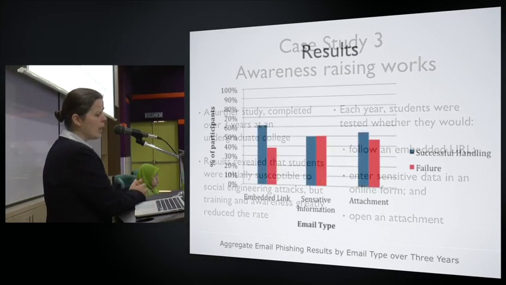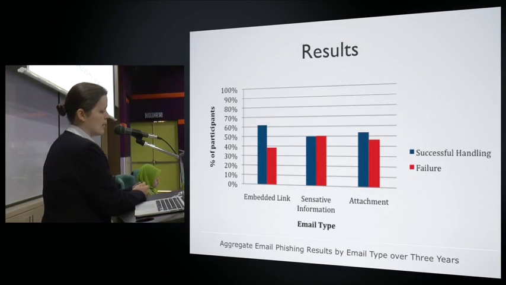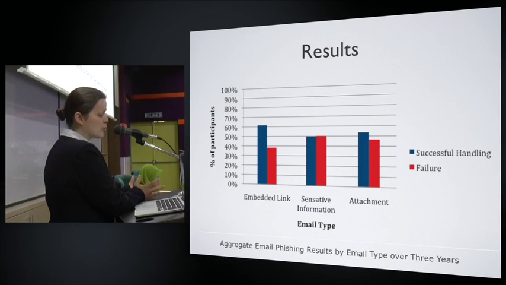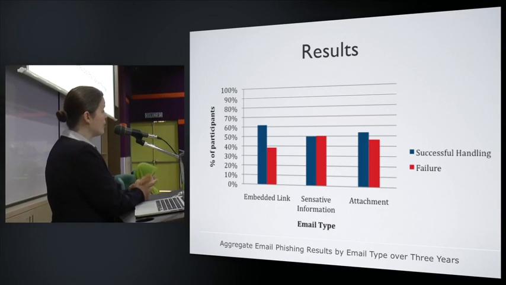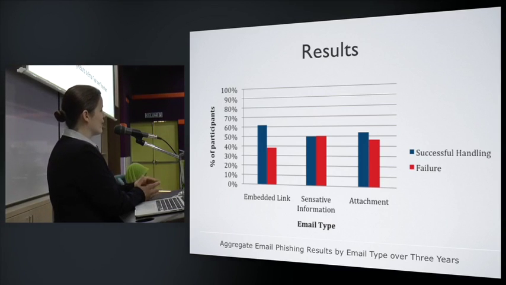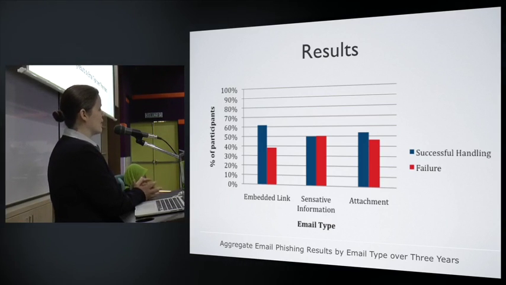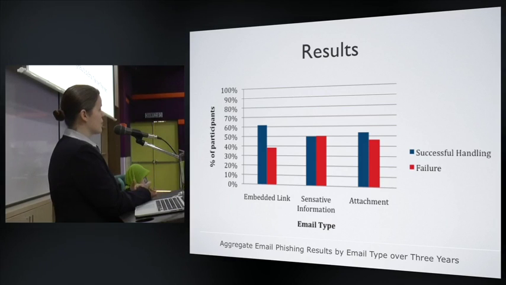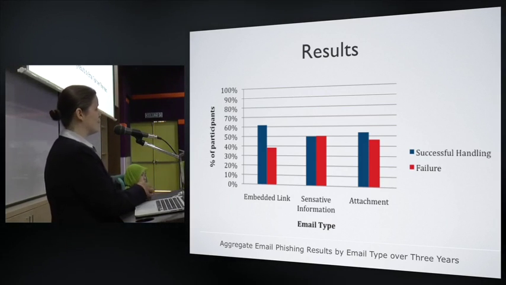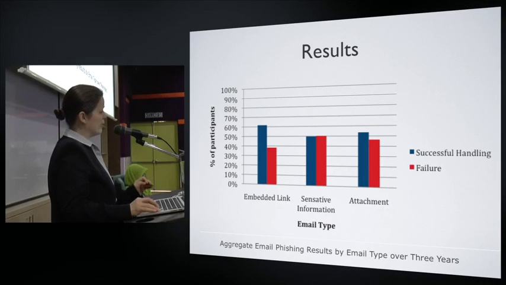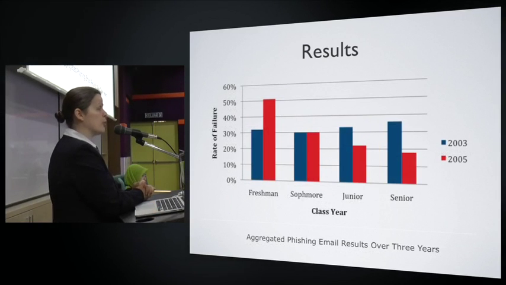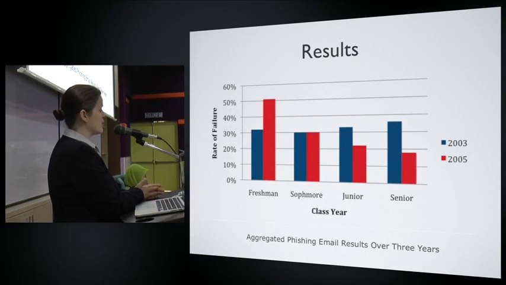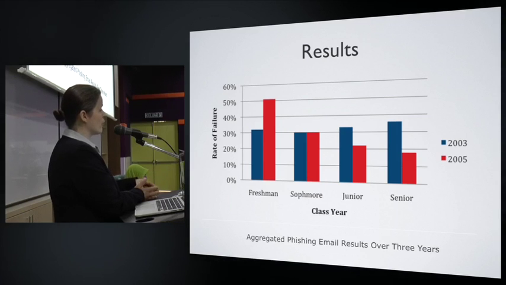Okay. So, looking at the results, we can see that the students definitely knew not to click on a URL. They were quite good at not downloading attachments, but it was a lot easier to trick them and fool them in terms of revealing sensitive information. But what is more revealing, actually, is the next slide. It shows you the level of success or failure at different intervals for the freshman, the sophomore, the junior, and the senior.